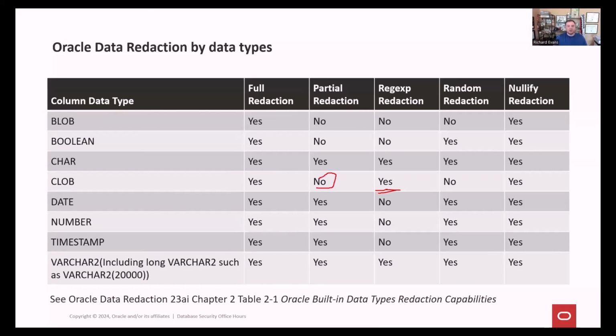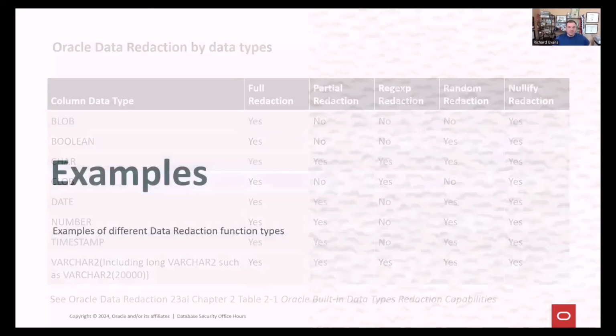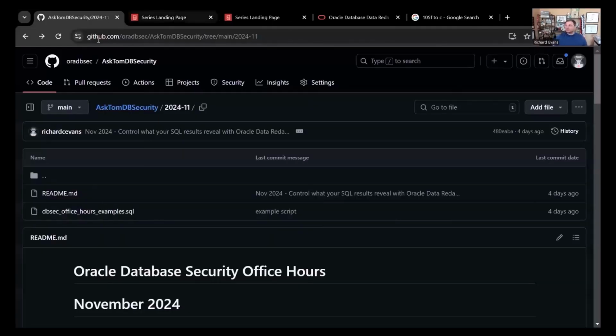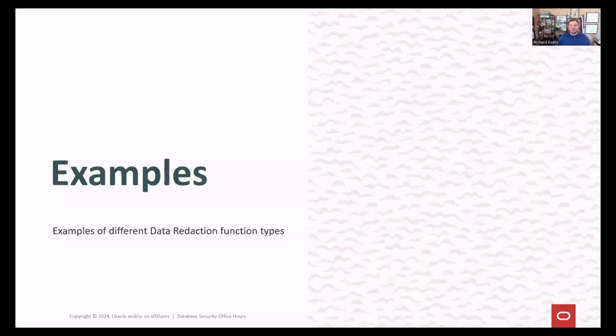But what I'd encourage you to do is to take a look at this new documentation we've published. Let's get to some examples here. Now remember, these examples are available on my GitHub repository, and you're going to probably want to do it against a 23.6 cloud database. That'd be easier. But you could do some of the basic redaction, these things in this section, against your 19C database as well.